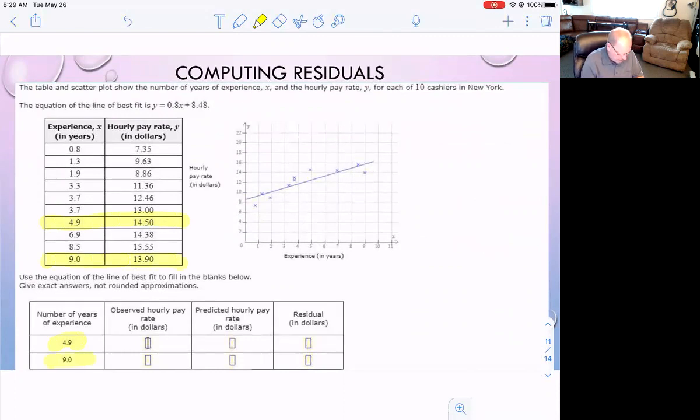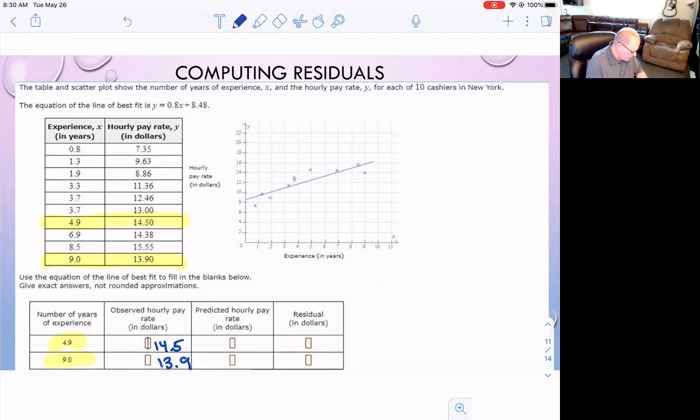So let's do that. Get your calculators handy. The observed values coming out of the table: at 4.9, we get 14.50, and at 9, we get 13.90.